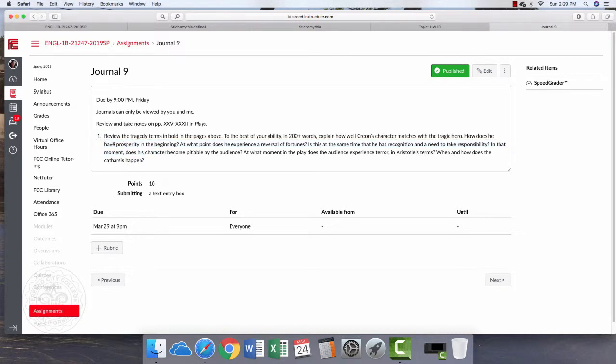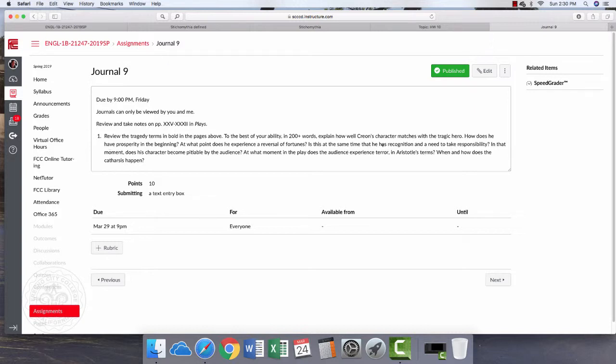He's a king, so there's a big clue. At what point does Creon experience a reversal of fortunes? How does he suffer? What does he lose? How does he become not prosperous? And does that happen at the same time that he has a recognition, or maybe it happens before, or maybe it happens after? But he has a recognition, and he has a need to take responsibility. When does that happen? So talk about that.